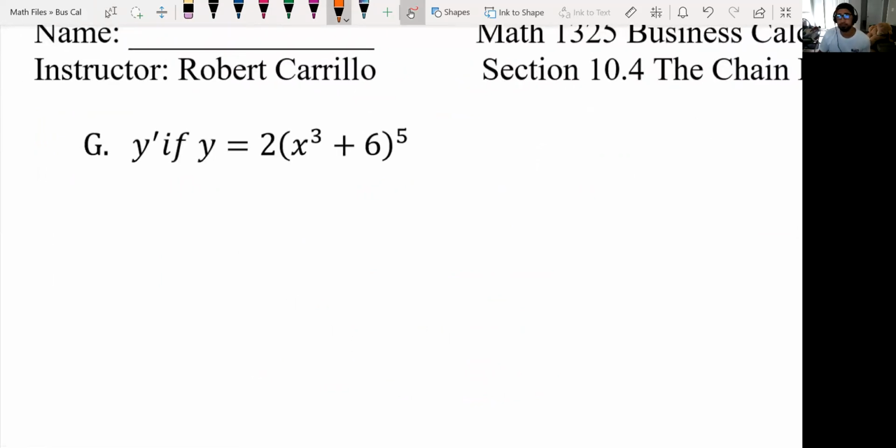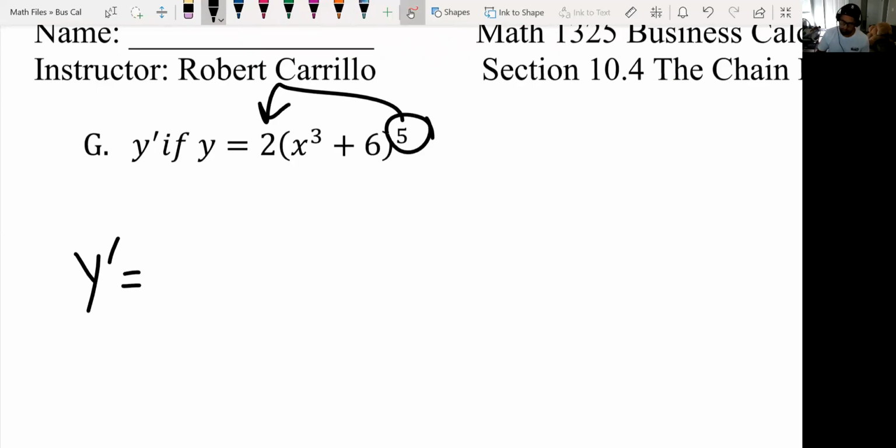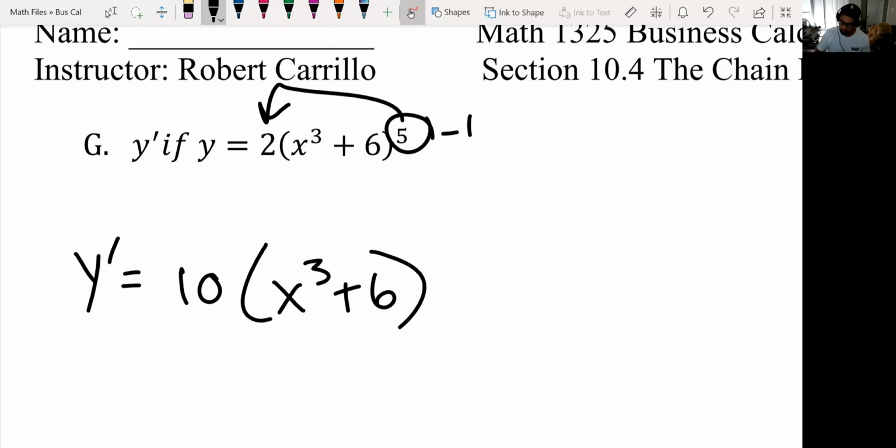All right, G. Same thing. Let's take the derivative, and we're going to start with y prime. This 5 comes down, multiplies the 2. We're going to get 10. The inside stays the same. You subtract 1. You get 4. And that's the derivative of the outside. Then you multiply it by the derivative of the inside. X cubed plus 6, that's going to be 3x squared.